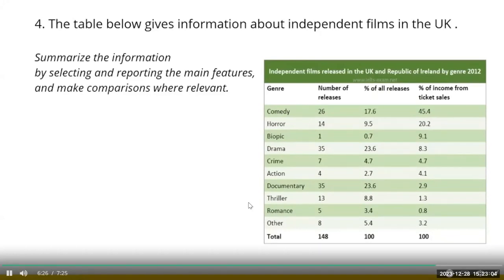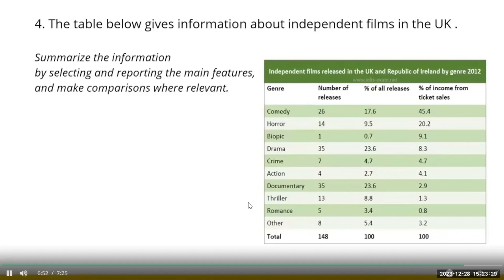If you don't know some words, don't worry about that. As long as you understand the information and you're reporting the most important details, that's all that matters. So don't worry about words or things that you're not sure about. Your job is to understand the numbers, to understand the graphic, and only provide important details. Write an essay about that.